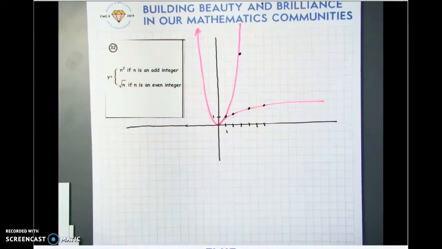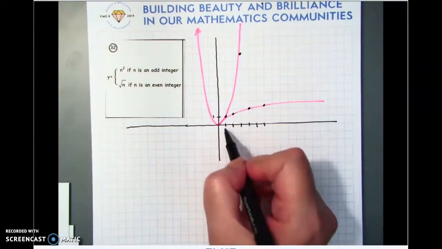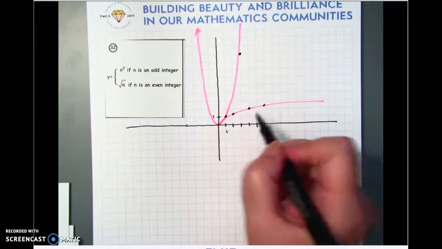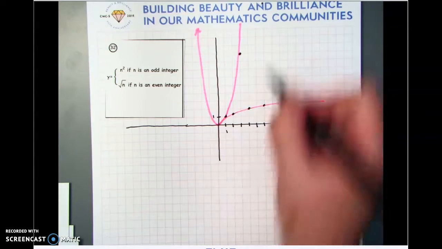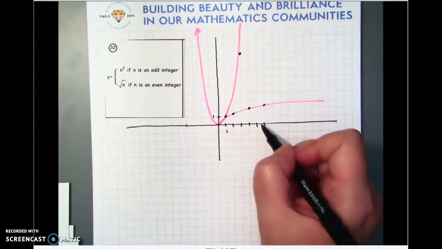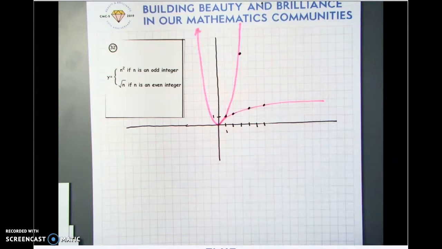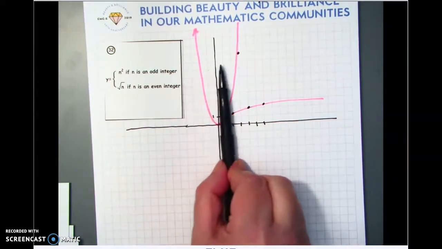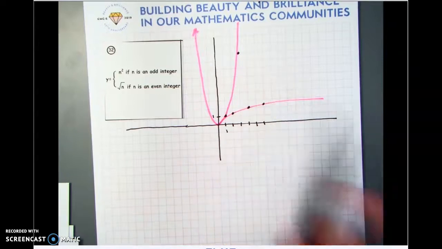Okay, and we're only talking about where they're integers. So at 1, we use the quadratic, at 2, we use the square root, and at 3, we use the quadratic, and at 4, we use the square root, and at 5, we use the quadratic, and at 6, we use the square root. And so something that we notice is if we take a look at our vertical line test, it passes that vertical line test.